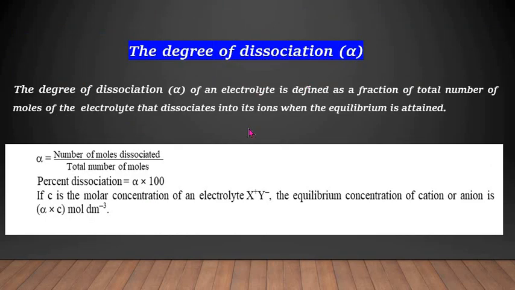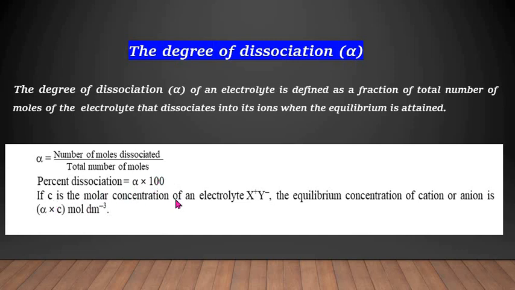Now what do we mean by degree of dissociation? If we have 100 moles dissolved in water, and from that 20 are ionized or dissociated, the degree of dissociation alpha is the ratio of the number of moles dissociated to the total number of moles present. Suppose 20 moles dissociated divided by 100 is the degree of dissociation. Percentage dissociation is the degree of dissociation multiplied by 100.